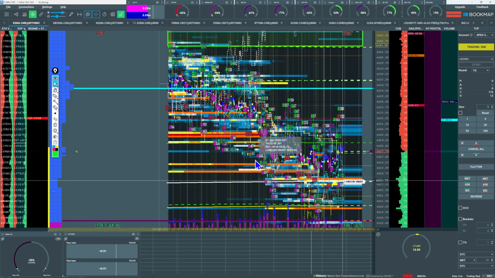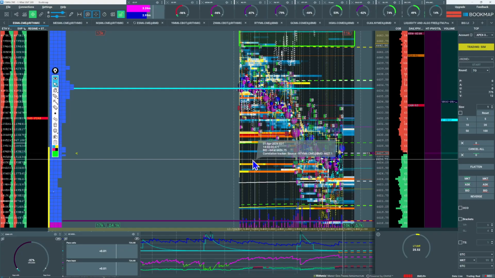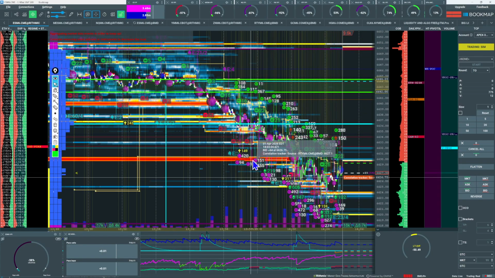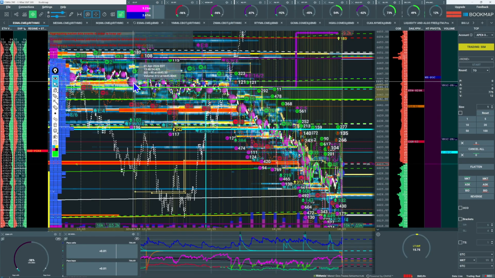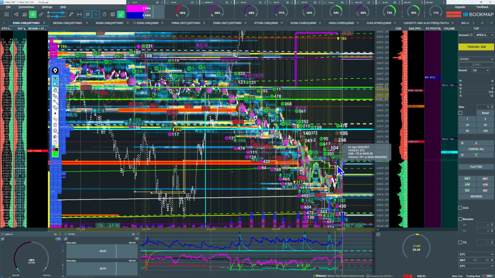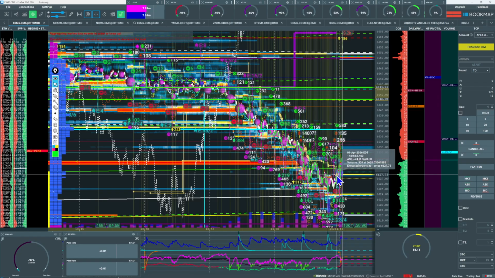Absorption. MES sellers absorbing order flow. MES buyer sweeping book. ES seller sweeping book. ES seller sweeping book. 66.45. ES seller sweeping book.